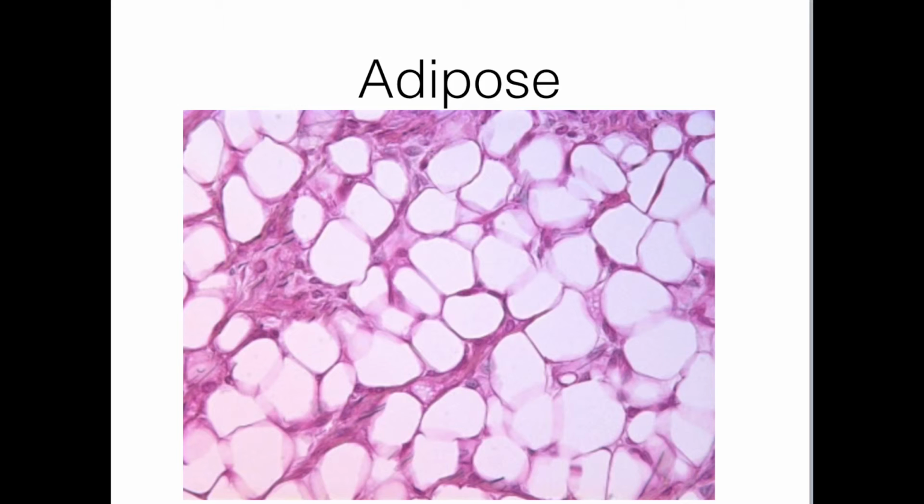Adipose connective tissue, also known as body fat, cushions, insulates, and stores energy. You can find it in the subcutaneous layer that's deep to the skin, in yellow bone marrow, and surrounding the heart. On a microscope, you can see a large white circle, which is an adipocyte containing a fat droplet. On the border of the adipocyte, you can see the nucleus of the cell.